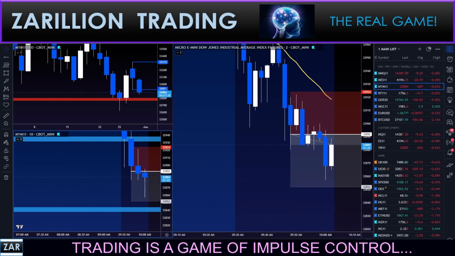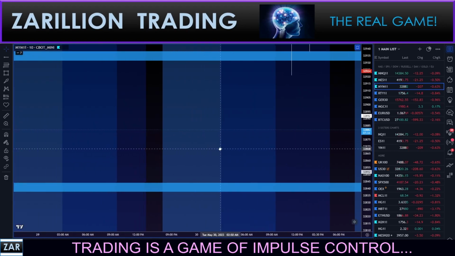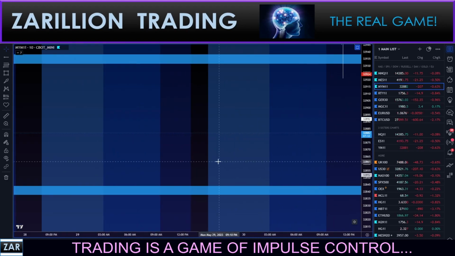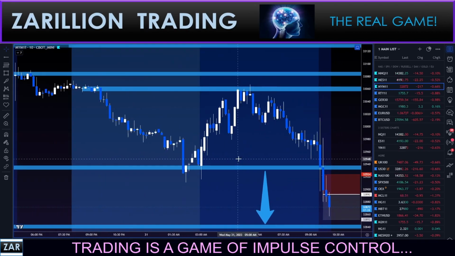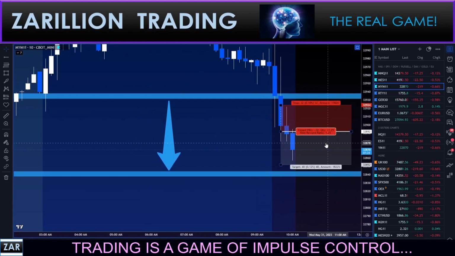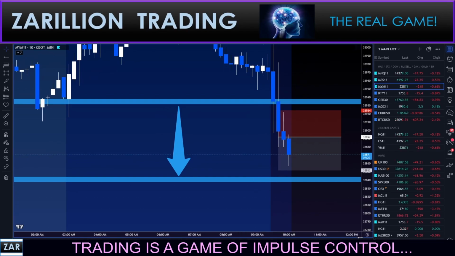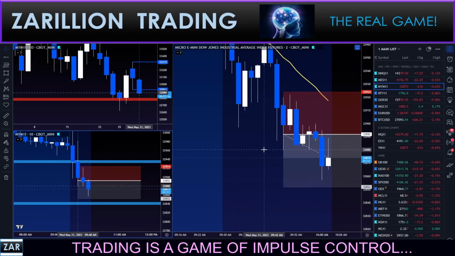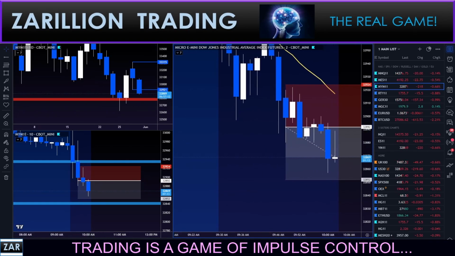Let's take a look at this 10-minute chart a little more closely, shall we? See what we got going on over here. Not much, actually. It's pretty clean. Back to the trading grid. Let's see if we can get a flip on this thing just to finish it off, shall we?